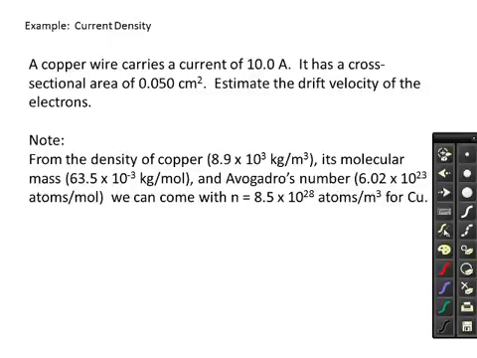Now, down below, they give us some clues about N, because this is a really hard number to come up with. From the density of the copper, its molecular mass, and Avogadro's number, we can come up with an N of 8.5 times 10 to the 28 atoms per cubic meter. So if, for just a second, we assume that every atom donates an electron to the conduction electrons of the metal, we can give this a shot. We can figure out what the drift velocity is going to be. Do they always give you it like that? Generally, or they'll give you enough information to figure it out.